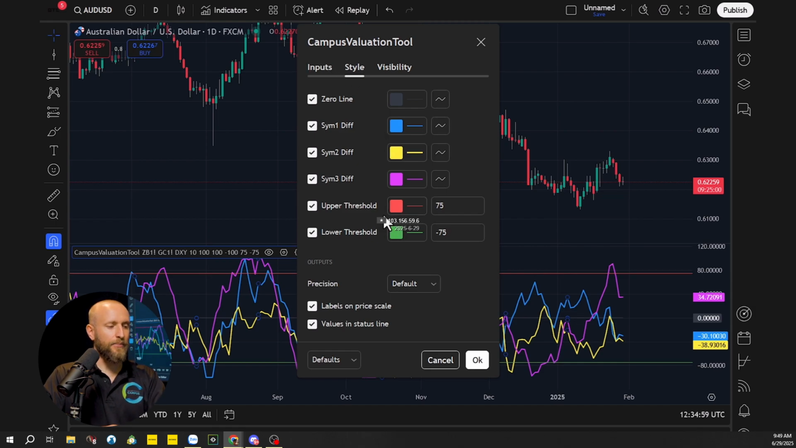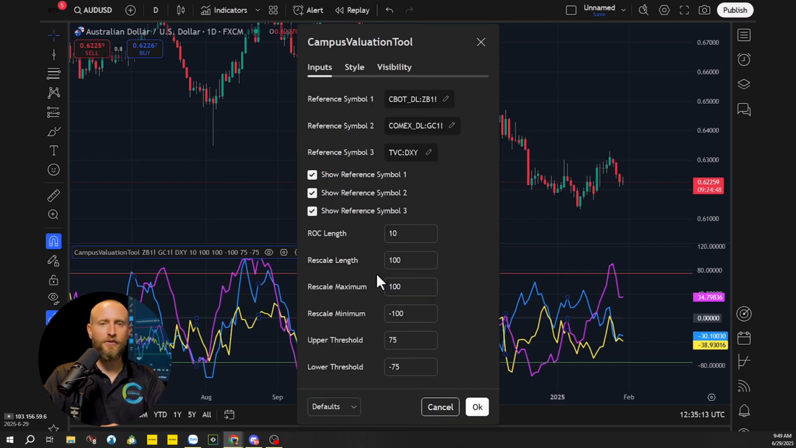Then we have the upper and the lower threshold. These refer to bullish, undervalued, or bearish overvalued extremes. Let's go back to the inputs for a second, because there's one last thing that we need to talk about.